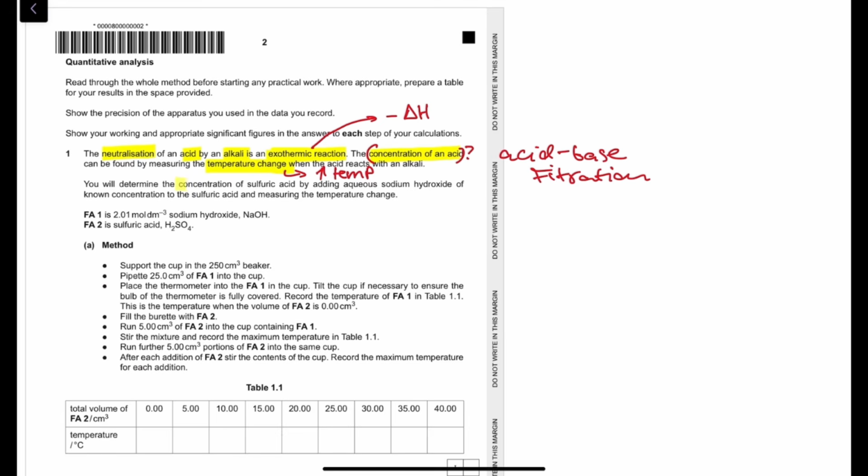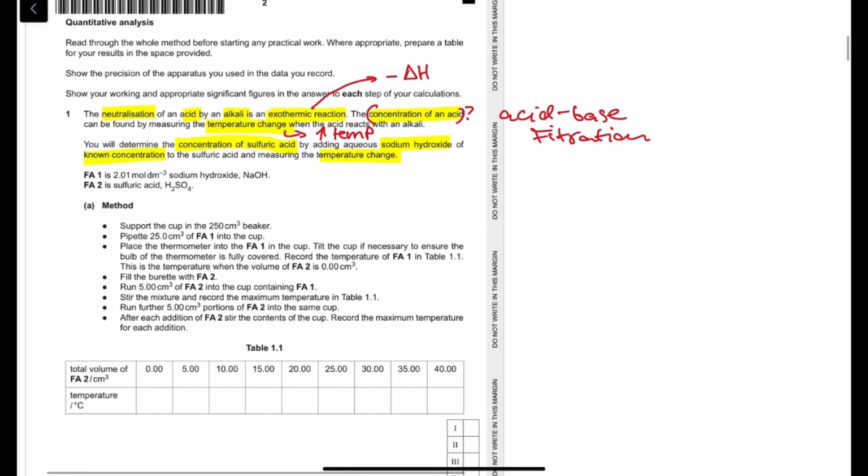You will determine the concentration of sulfuric acid by adding aqueous sodium hydroxide of a known concentration to sulfuric acid and measuring the temperature change. It says here FA1 is our sodium hydroxide of this concentration and FA2 is our sulfuric acid, and we are trying to find the concentration of this.